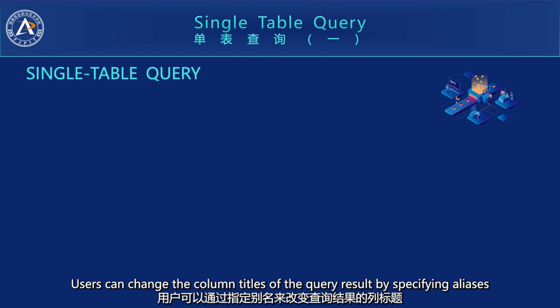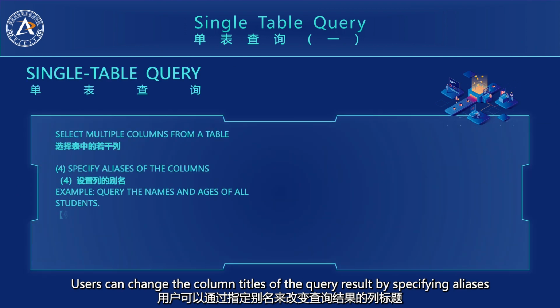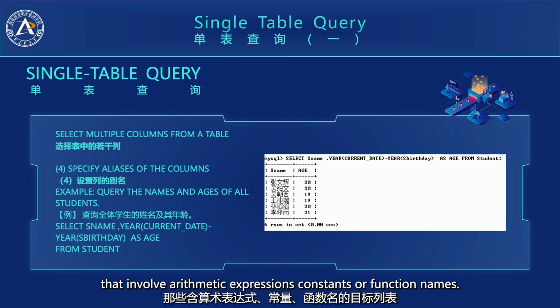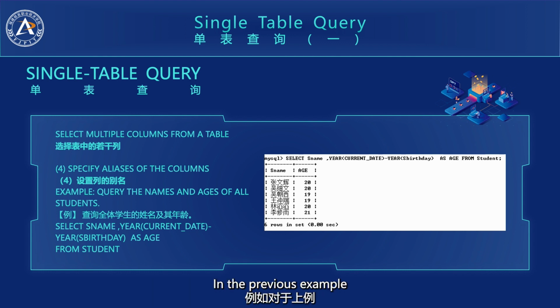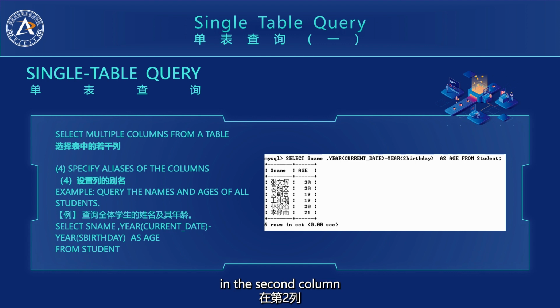Users can change the column titles of the query result by specifying aliases, which is particularly useful for target expressions that involve arithmetic expressions, constants, or function names. In the previous example, an alias age can be assigned to the calculation expression in the second column.